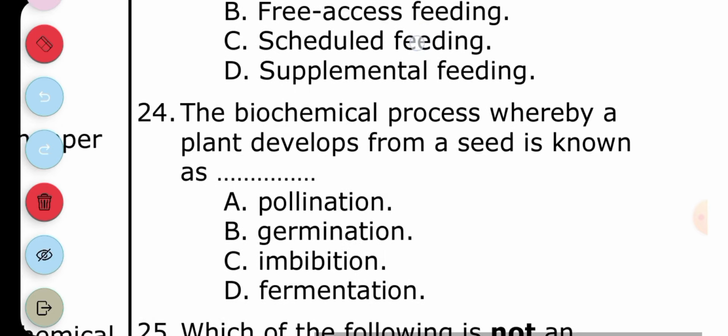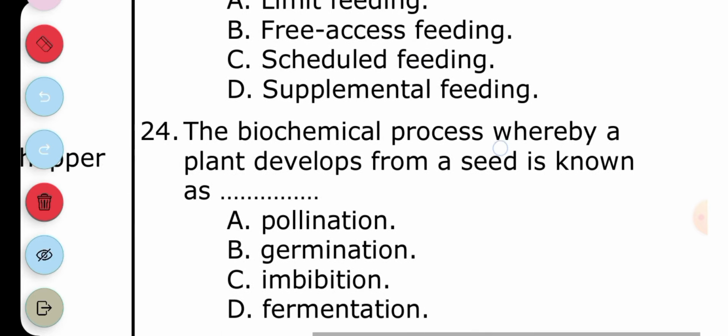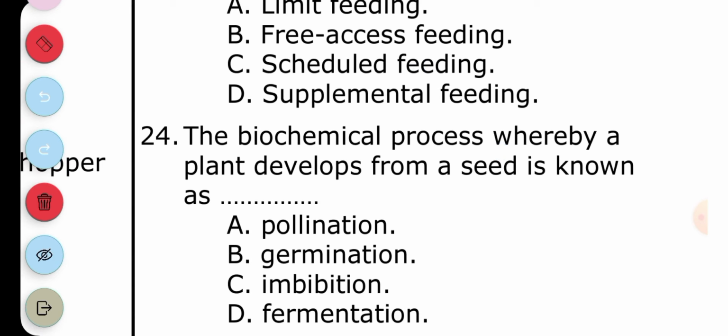24. The biochemical process whereby a plant develops from a seed is known as A. pollination, B. germination, C. invasion, D. fermentation. The answer is B, germination.